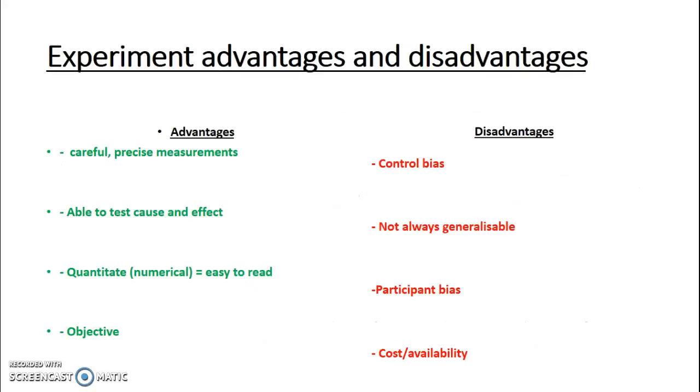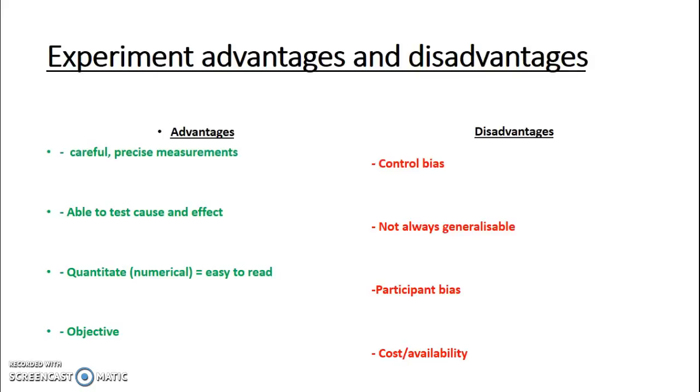Experiment advantages and disadvantages. So an advantage would be careful and precise measurements as it's an experiment. You're able to test cause and effect as you have everything under control. You're also able to get quantitative numerical data, which is easy to read and analyse, and it's also objective as it's so controlled that results found can't be argued against.